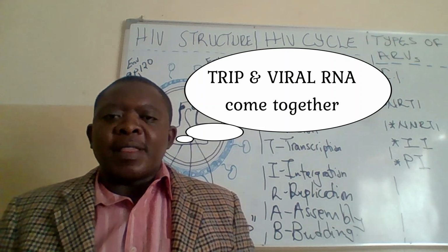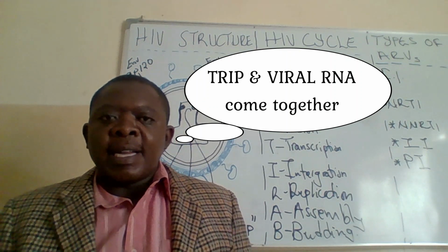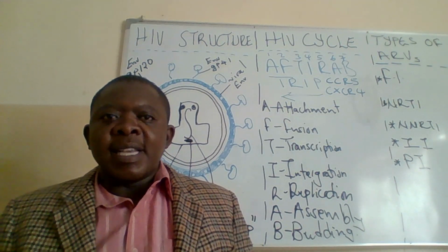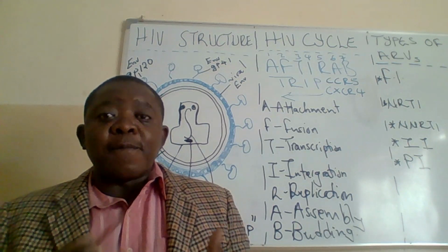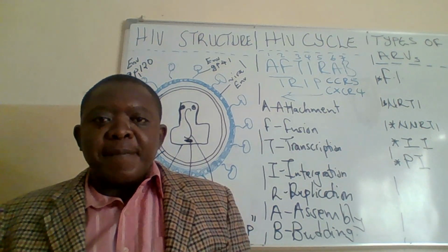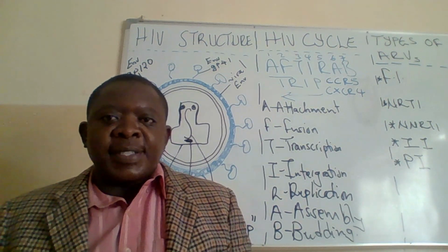They assemble at the bottom of the cell with all the needed parts that should be there: the viral RNA, the proteins, and all the other essential proteins that the virus may need, because the virus is protein by nature. So they will assemble together in readiness to form a new virus.